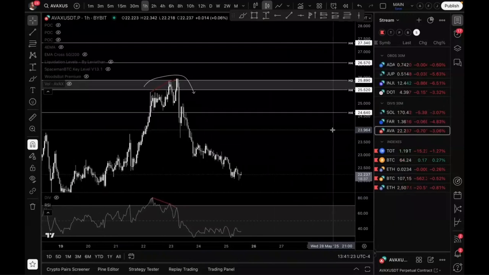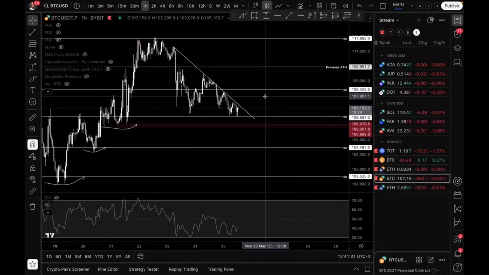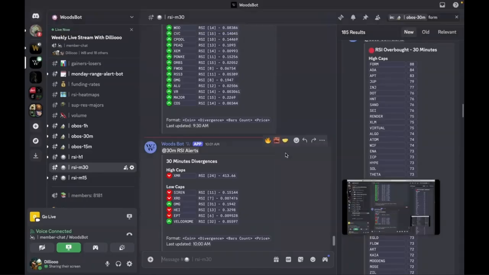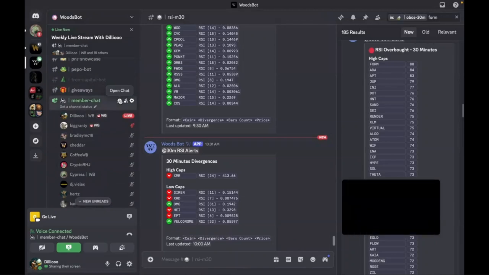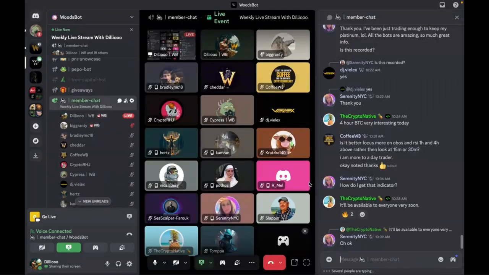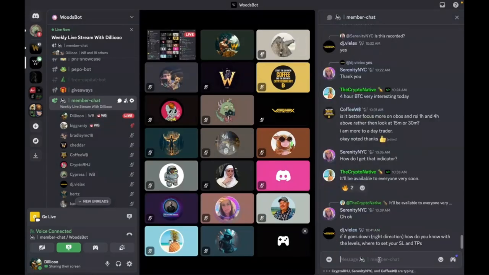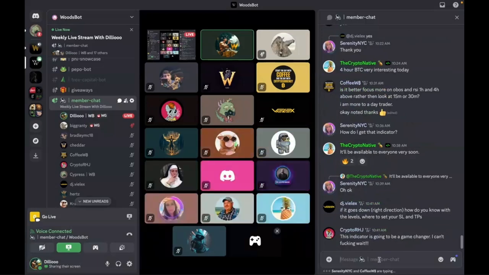When you combine them with the indicator. It goes down, right direction. How do you know with the levels where to set your stop loss and TPs?